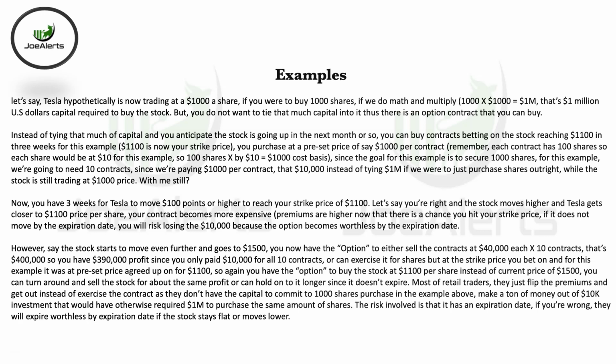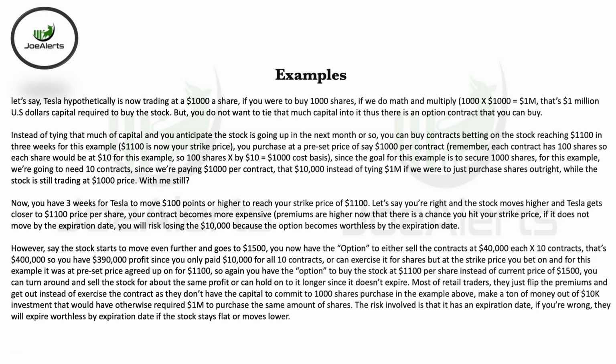If you were to buy 1,000 shares, if we do the math and multiply 1,000 shares by $1,000, that's $1 million. $1 million US is required. That is the capital required to buy the stock. So if you were to do it the traditional way, buying the stock, you would be required to have $1 million to buy the stock, but you do not want to tie that much capital into this.